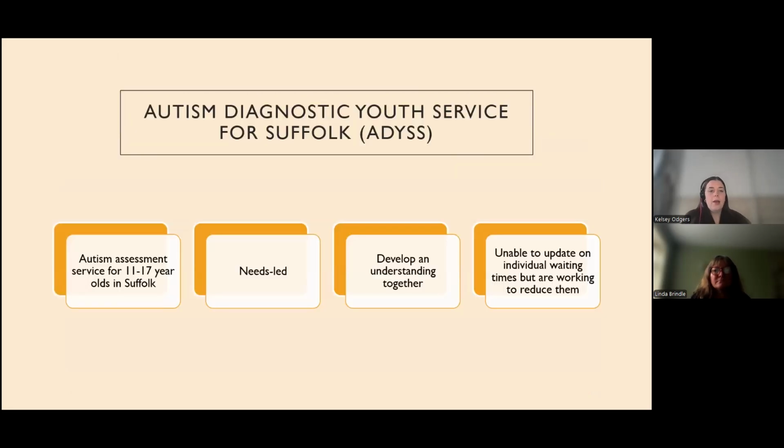So just to say what the process looks like within the ADIS service. As we said, this is the service for 11 to 17-year-olds in Suffolk. It's a needs-led pathway, which means that when a young person comes in for assessment, they first identify their strengths and difficulties through meeting with the young person and with you as their parents and carers, and gathering information from a range of people that know them well, really to get a sense of who they are. And through doing that, they develop an understanding together of what that young person's needs are.